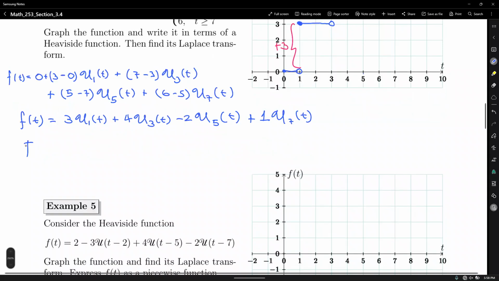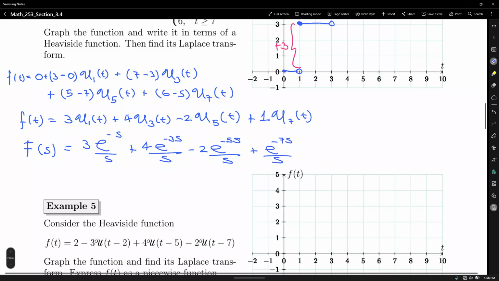Let's find the transform for this one. So the Laplace transform, that'll be simply F of s. I'm not going to denote the big L, because it's too many terms. So this will be 3 times the coefficient, 3 e to the subscript 1 means coefficient negative 1 over s, plus 4 times e to the negative 3s over s, minus 2 times e to the, in this case, negative 5s over s, plus 1, I'm not going to write that 1, that is e to the negative 7s over s. So that is the transform for this one. Okay.